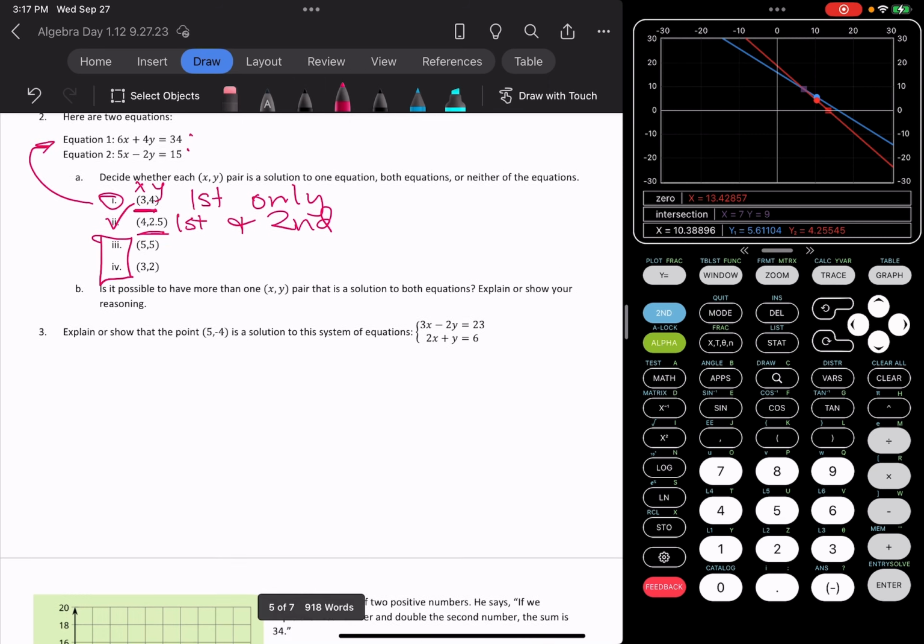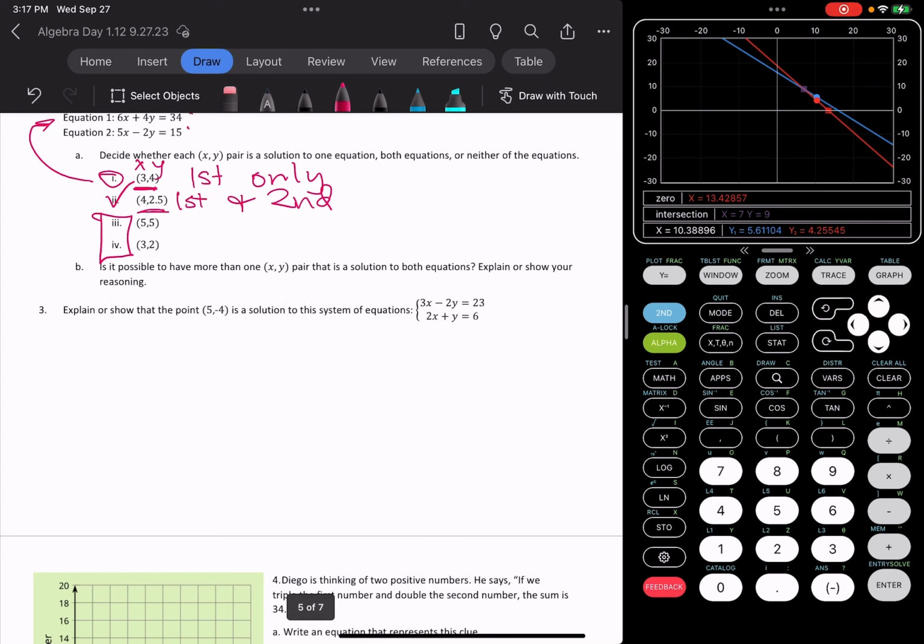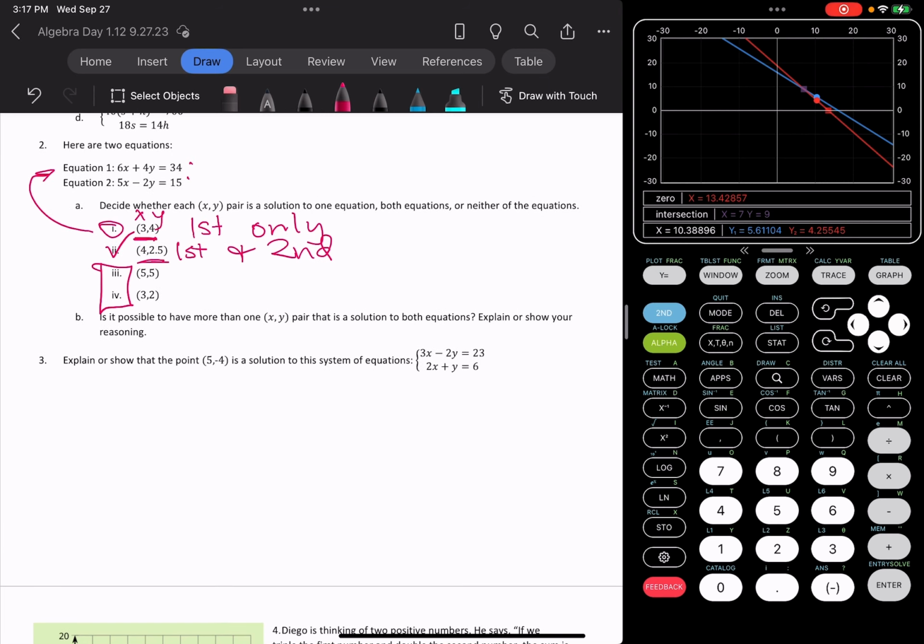All right. Is it possible to have more than one x, y pair that is a solution to both equations? Explain or show your reasoning. Okay, so you want to try to figure out, is it possible that these two equations could have more than one ordered pair that works for both equations? Yes or no? I'm going to tell you that the answer is no. But I want you to explain why and think about it in terms of the graph. How many times do they intersect?